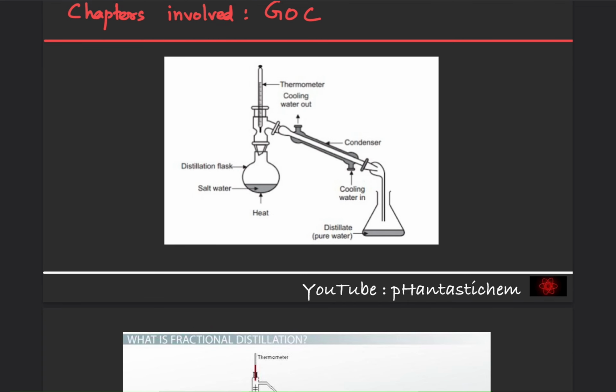Simple distillation is used for separation and purification of mixture of two or more miscible organic liquids, provided their boiling point differ by 30 to 50 Kelvin. Very important statement.